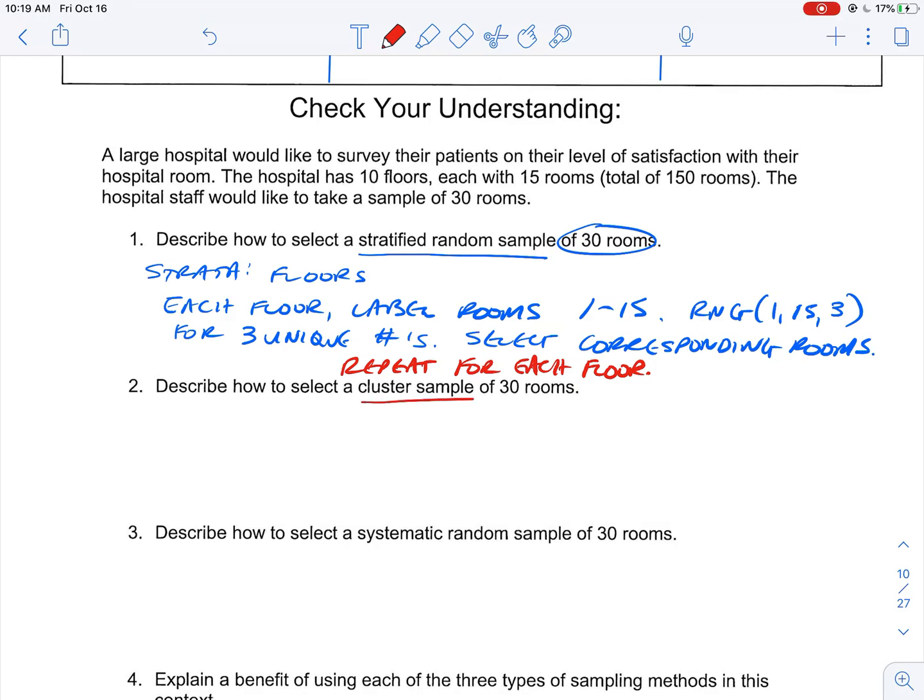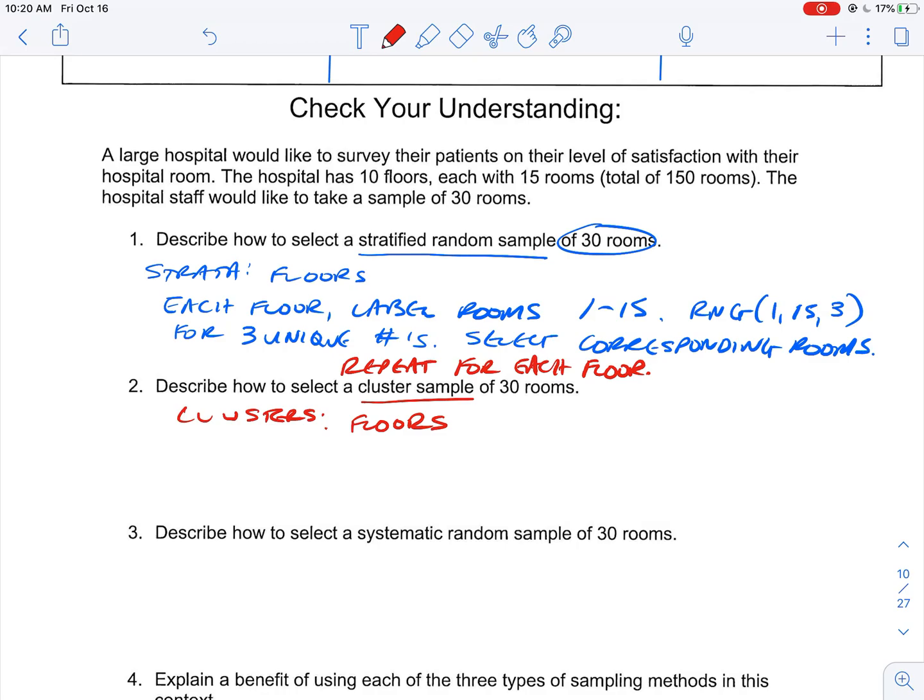What about a cluster sample of 30 rooms? What could be my clusters? Well, what if my floors were my clusters again? Hear me out. So if my floors are my clusters, each floor has 15 rooms. And if you remember, the key to doing a cluster sample is to select a cluster and ask every single person or individual in that cluster.